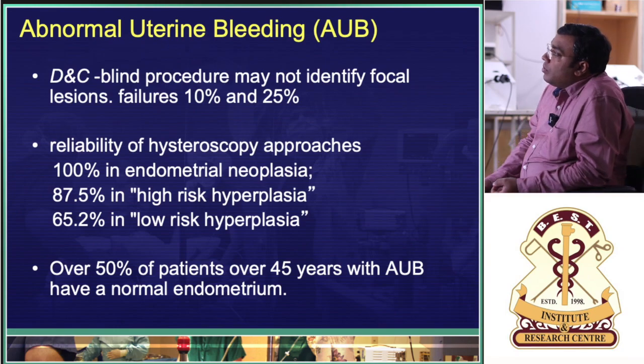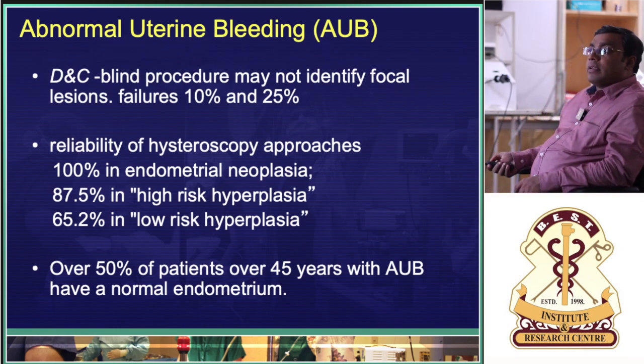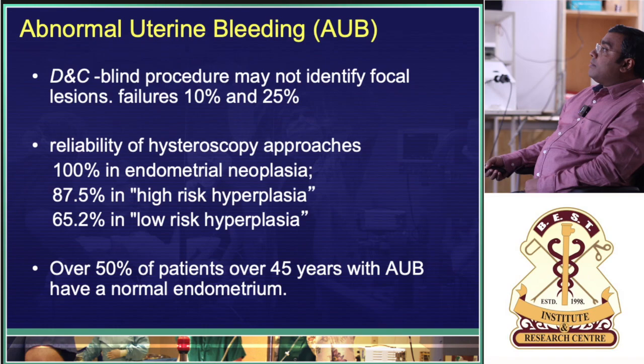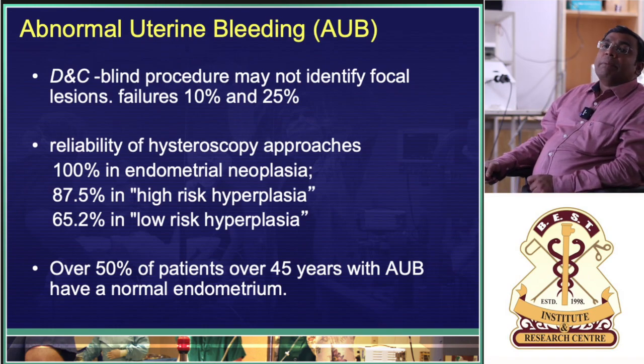Okay, so basically the ability to detect endometrial malignancy is 100% by hysteroscope, and the ability to detect high risk hyperplasia and low risk hyperplasia is also very high when compared with either a blind D&C or a pipelle endometrial biopsy.